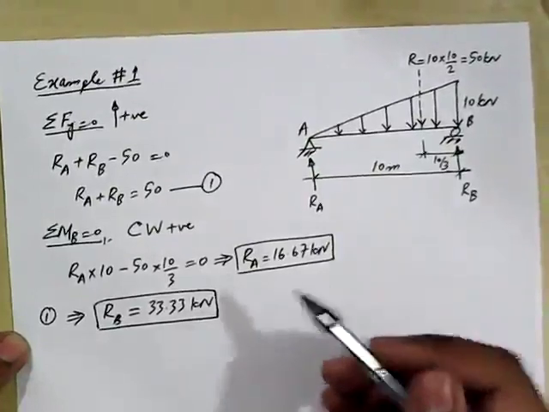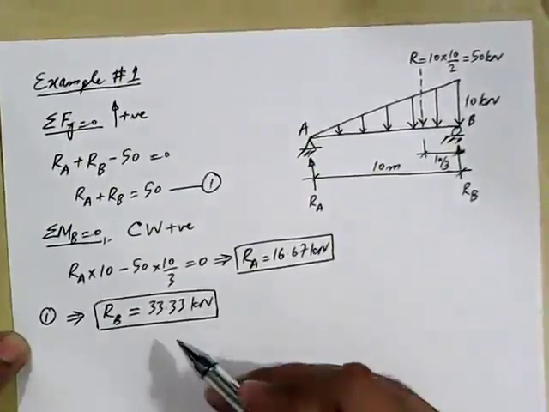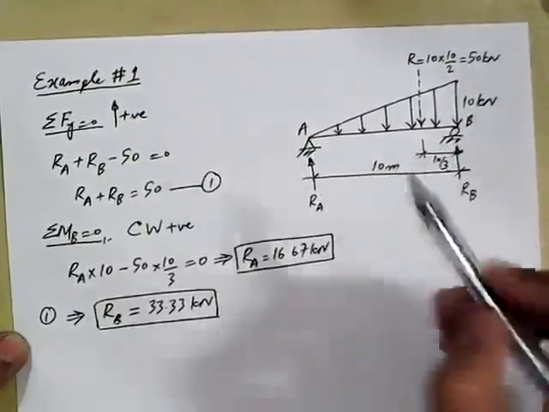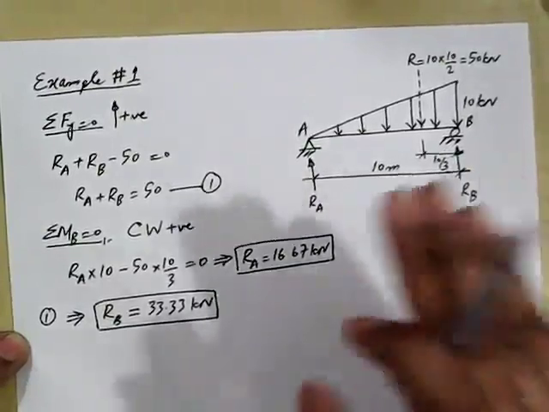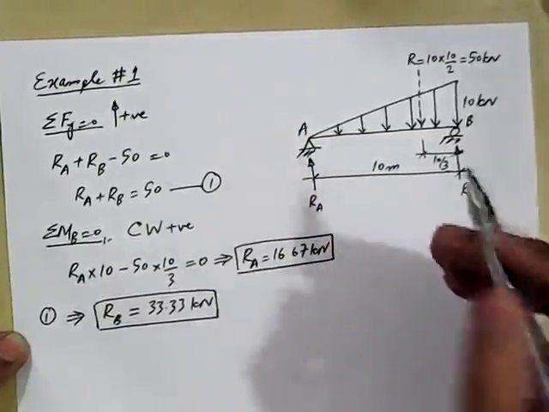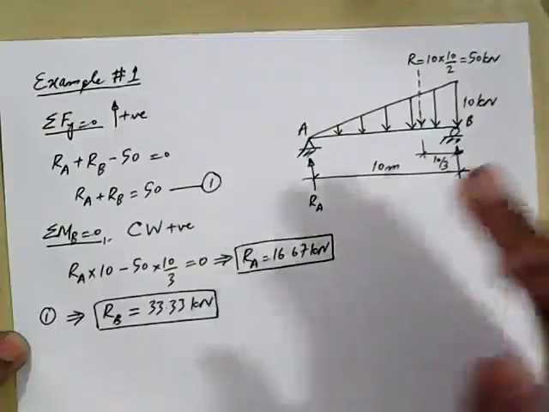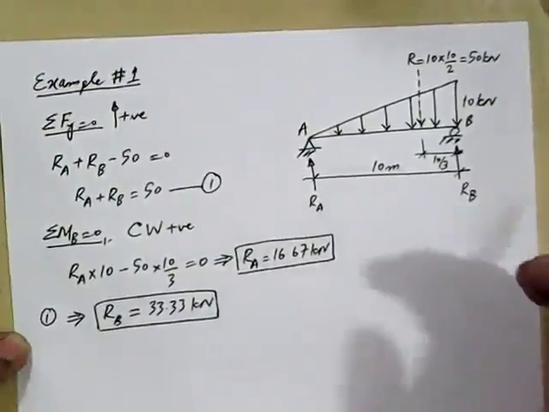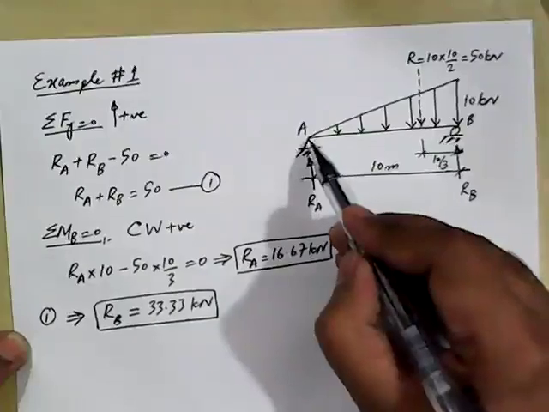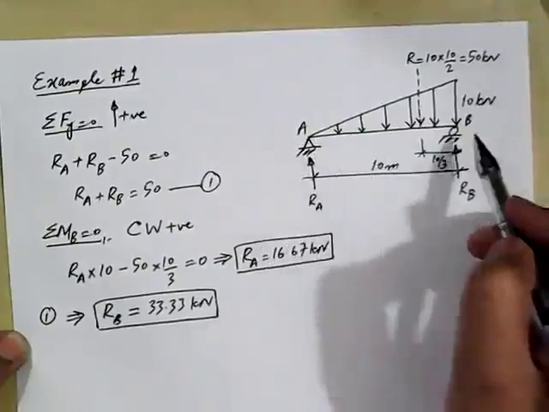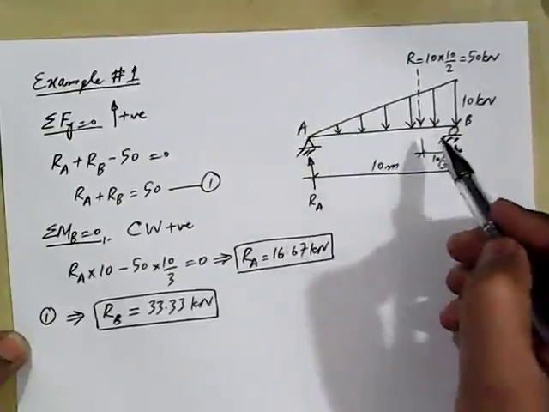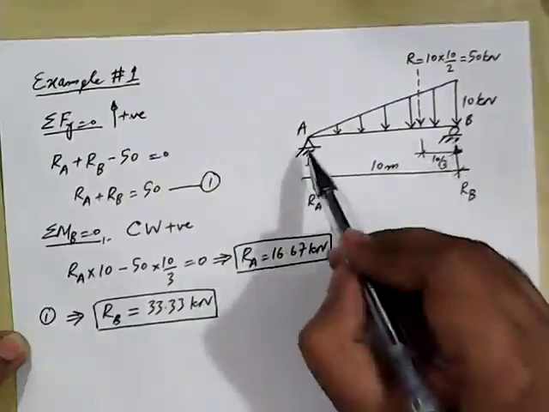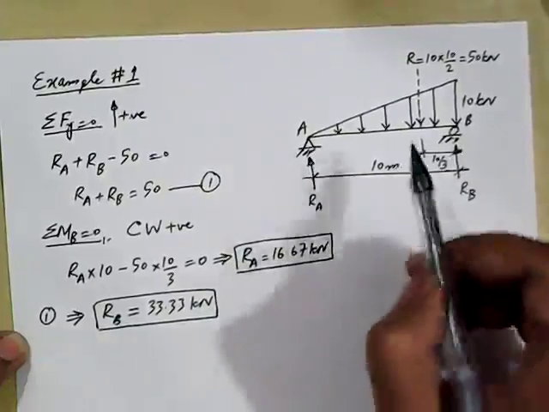In this way, we have calculated both reactions RA and RB, and the next step is to divide the beam into the required number of portions. We have discussed that we divide the beam into portions whenever we see any abrupt variation in loading or any change in support condition. If you look at this problem, the load is gradually changing throughout the beam. There is no abrupt change in the applied loading, and we have one support at one end and another support at the other end. So the entire length of the beam can be considered as one portion.